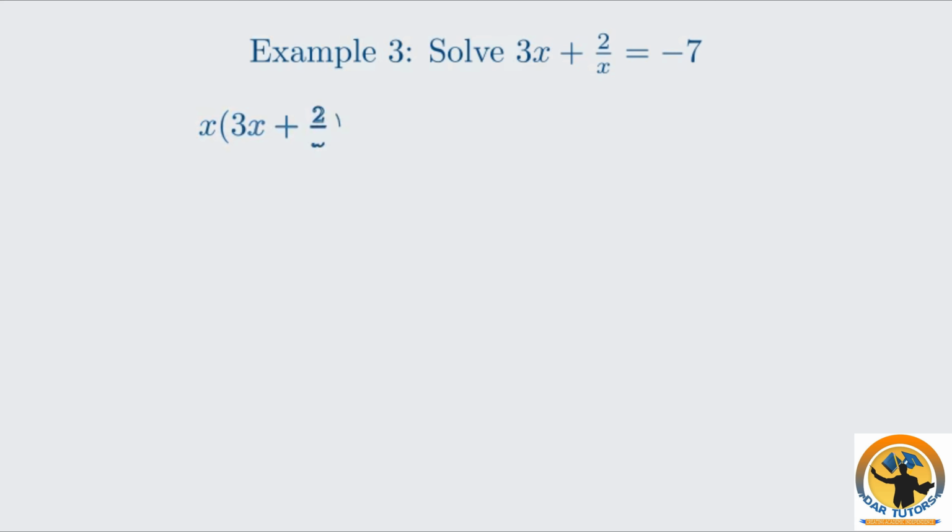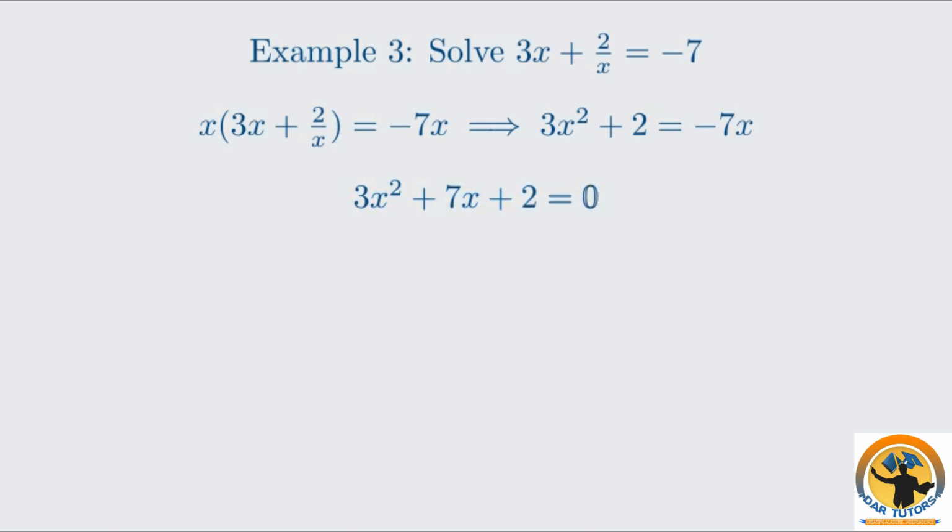Multiplying by x gives us 3x squared plus 2 equals negative 7x. Now we have a standard quadratic equation. Let's rearrange it to the standard form. Adding 7x to both sides gives 3x squared plus 7x plus 2 equals 0. We can solve this by factorization.